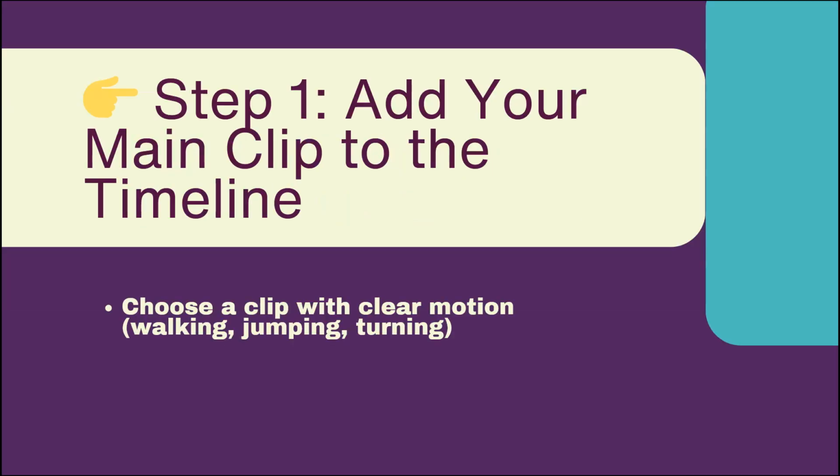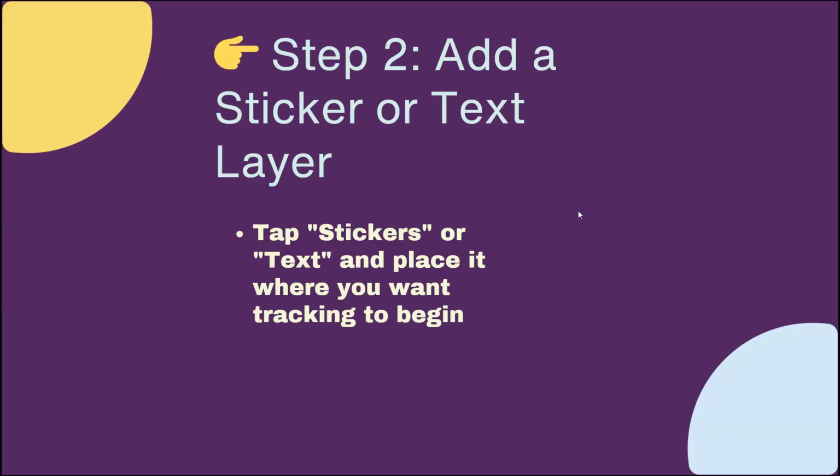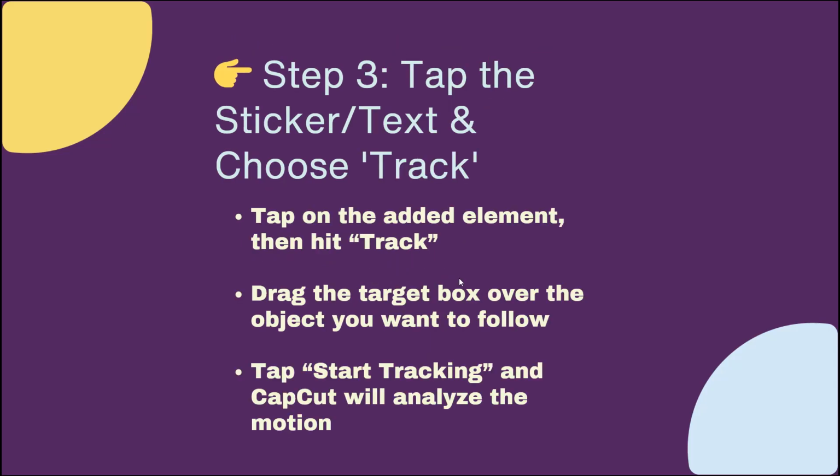So first thing you're going to do is add your main clip to the timeline. So you want something with clear motion, walking, jumping, turning, anything like that. Then you want to add a sticker or text layer. So you could tap stickers or text and place it where you want your tracking to begin. Then we're going to tap the sticker text to choose the track and then hit track.